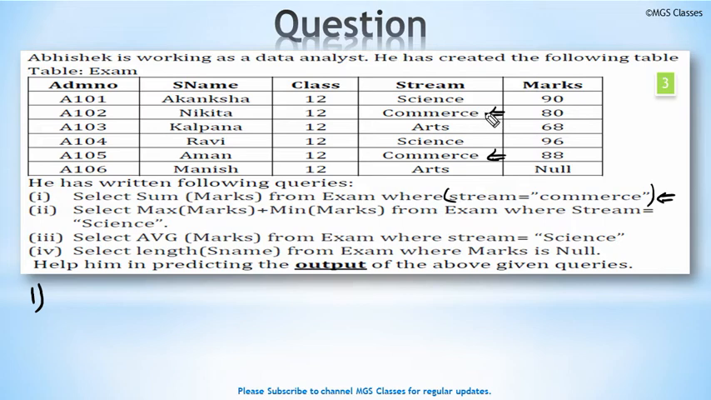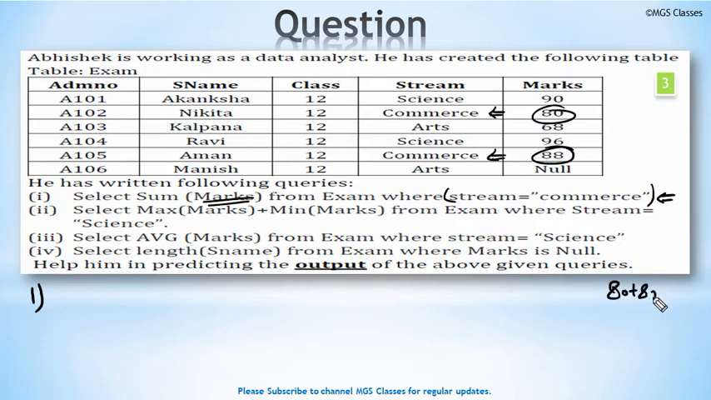So here there are only 2 streams, and 2 students whose stream is commerce, so we are interested only in these 2 rows. We need to calculate the sum of the marks, and you know the sum function is the aggregate function which gives one output for multiple rows. There are 2 rows, 80 and 88, and its sum will be the output.